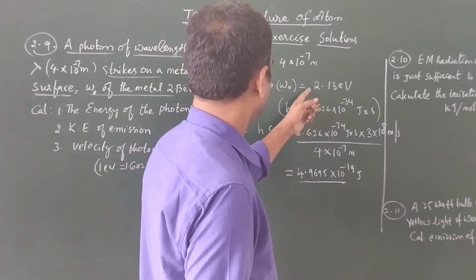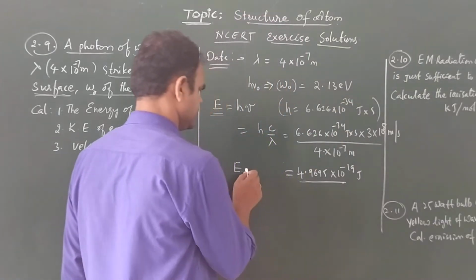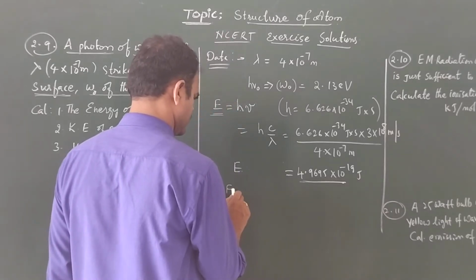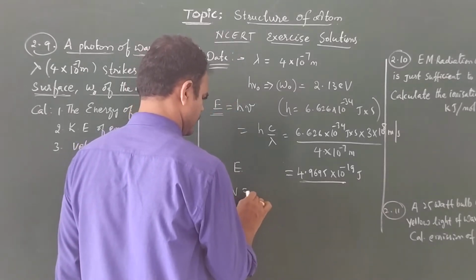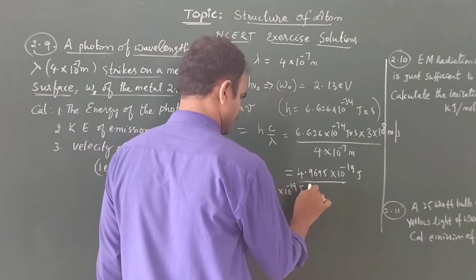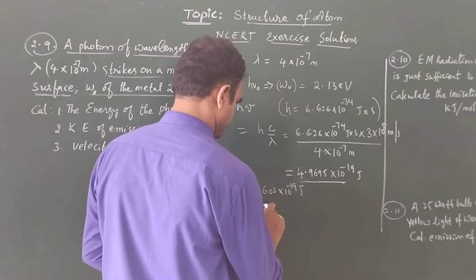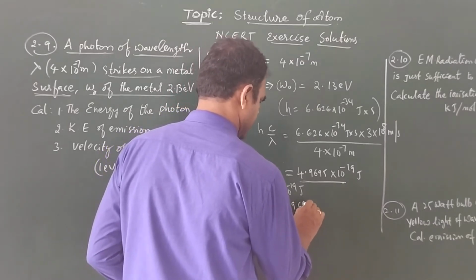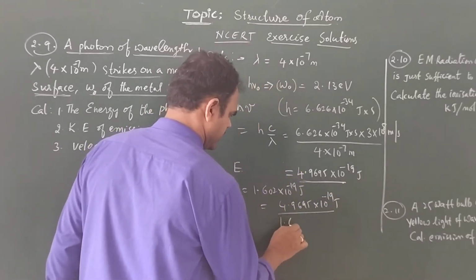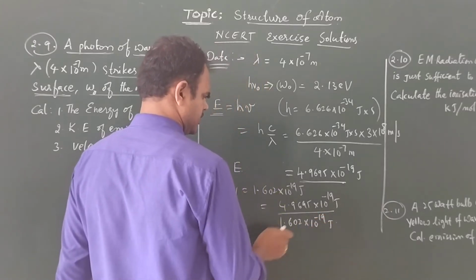But the work function is given in electron volts, so convert this energy into electron volts. 1 electron volt is equal to 1.602 × 10^-19 joules. So divide: 4.9695 × 10^-19 joules upon 1.602 × 10^-19 joules, and simplify.